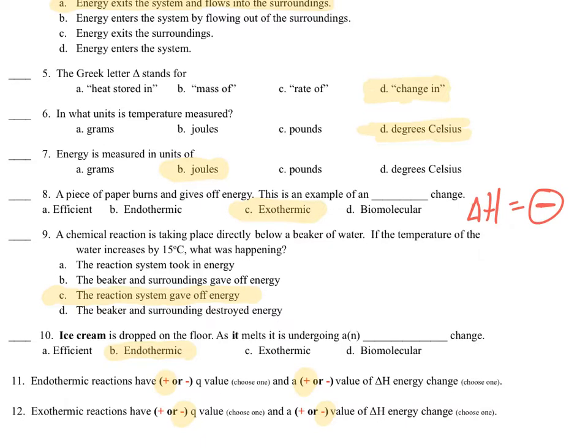Number nine, a chemical reaction is taking place directly below a beaker of water. If the temperature of the water increases by 15 degrees, what's happening? The reaction system gave off energy and put it into the water. That's just like the Cheeto lab we did. We took a pop can and burned a chunk of Cheeto underneath it, and the heat energy went into the water inside of the container. Number ten, ice cream is dropped on the floor. As it melts, the ice cream must absorb energy, must take in energy. That would be called endothermic.